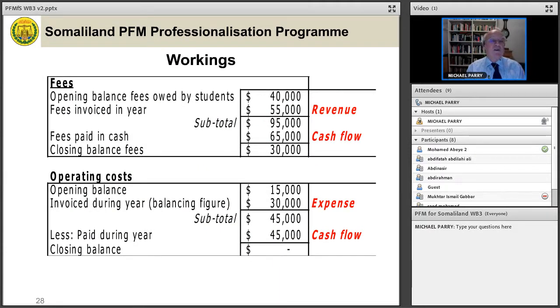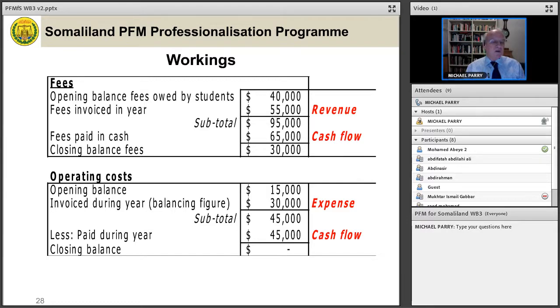Let me show you some workings of how we get at these figures. First of all, the fee figure. We had an opening balance of the amount owed by students of $40,000. $55,000 is invoiced in the year, and that's the revenue figure for the income from fees, $55,000. The students paid $65,000 in cash. They paid more than you invoiced because they were paying off some of the previous year's balance, which now becomes a closing balance of $30,000.